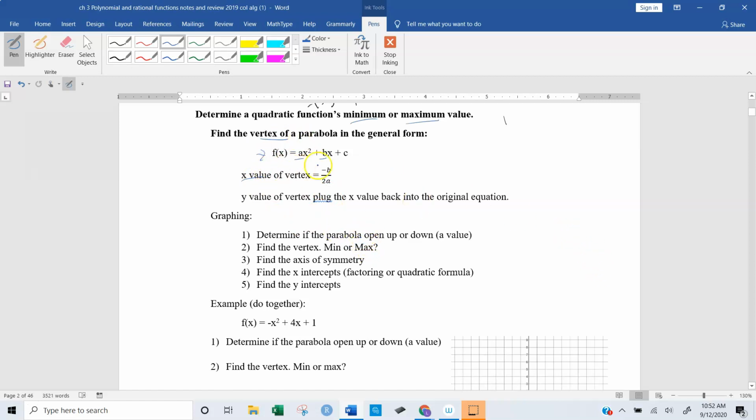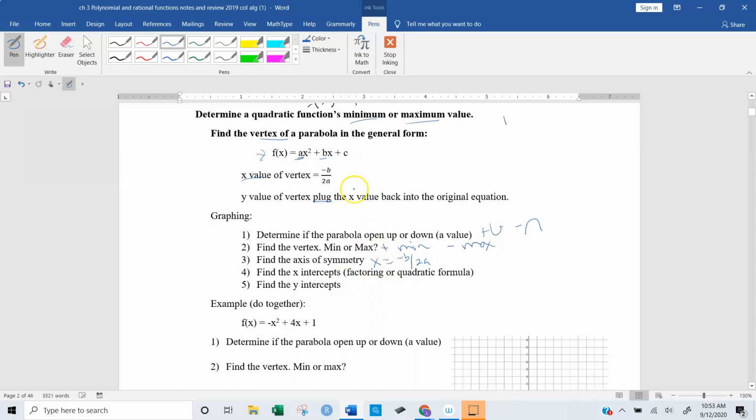To determine if it opens up or down, you look at the a value, just the number in front. So remember, if it's positive, it opens up. If it's negative, it opens down. Remember, if it is a positive value, it is a min. And if it's a negative, it is a max. Axis of symmetry is always whatever you found up here. So it will be x equals the opposite of b over 2a.